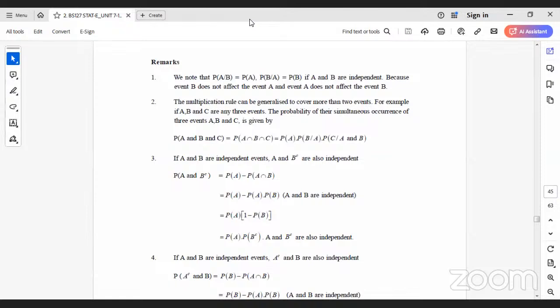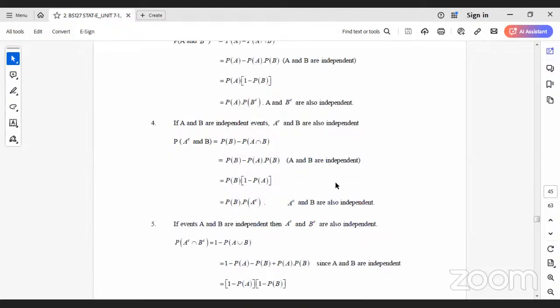If A and B are independent events, A and B complement are also independent. P of A intersection B complement equals P of A minus P of A intersection B, which is P of A minus P of A into P of B. So taking P of A common, we can write P of A into 1 minus P of B, which is P of A into P of B complement. So A and B complement are also independent.